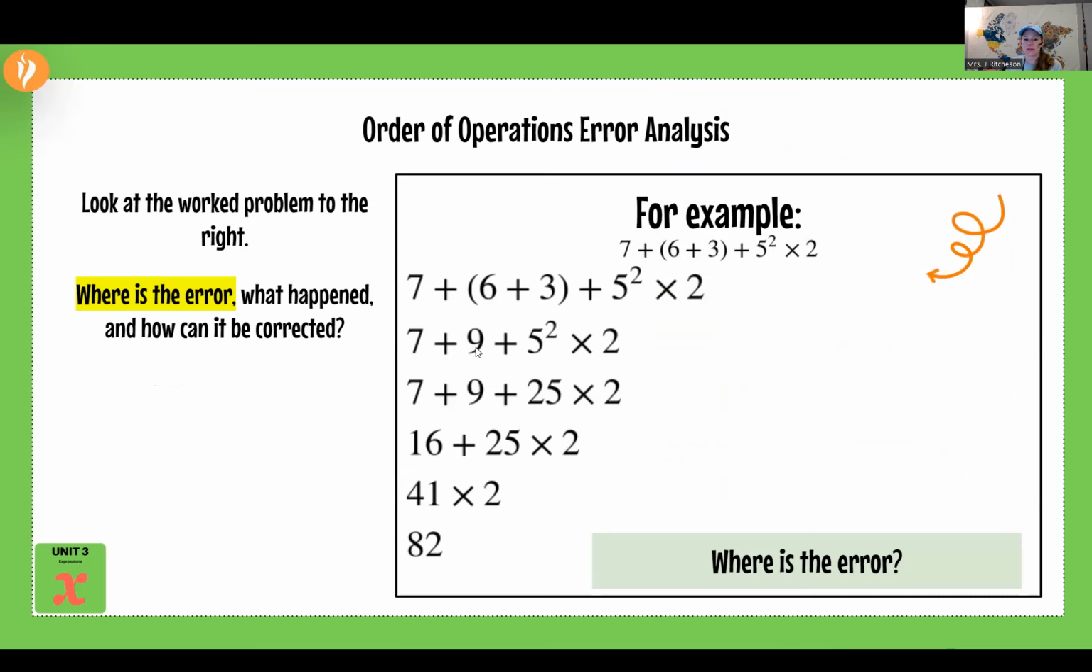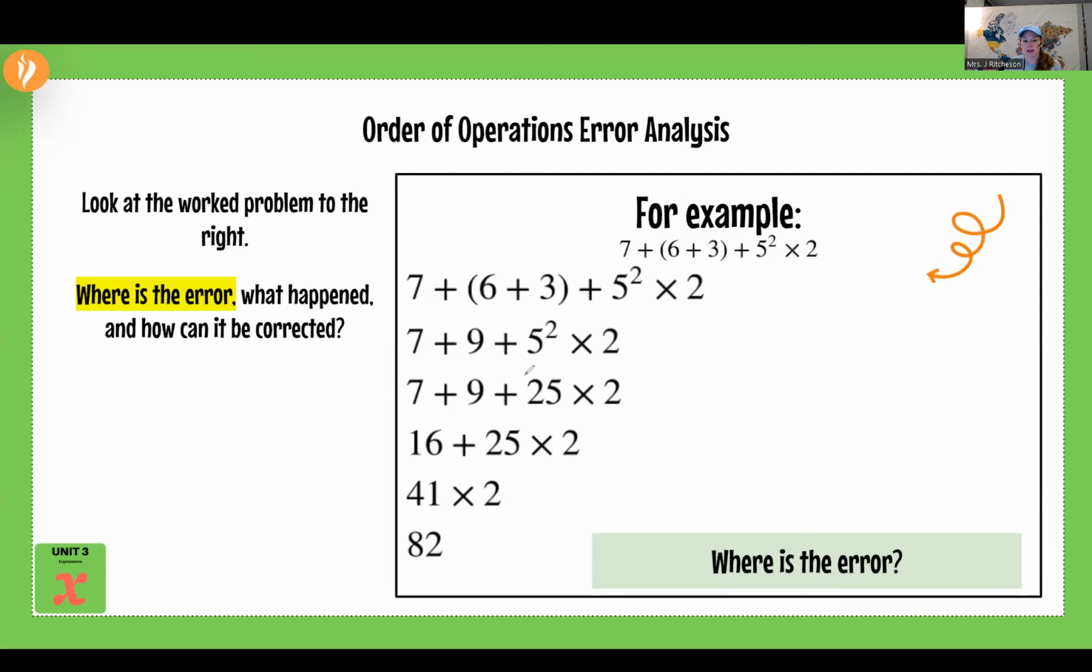Well, they did parentheses first, so that part's right. On the next line, they took care of their exponents first, which is correct. All right, on the next line, they added 7 plus 9 and got 16. Brought everything else down. The next line, they added 16 plus 25 and got 41. And finally, the last thing they did was multiply by 2, which is 82. Is that correct? No, it is not correct.